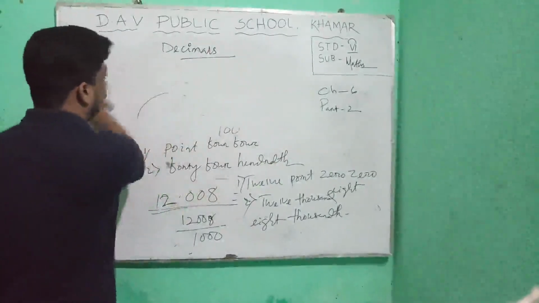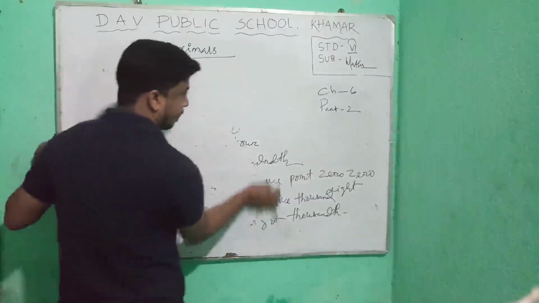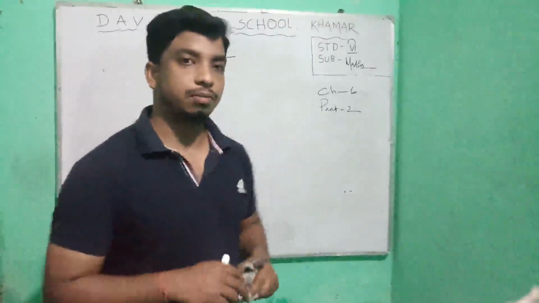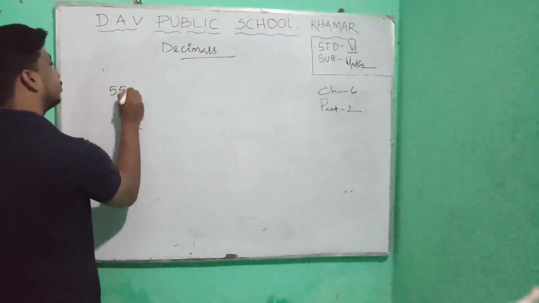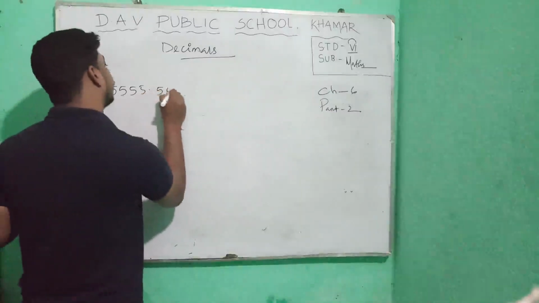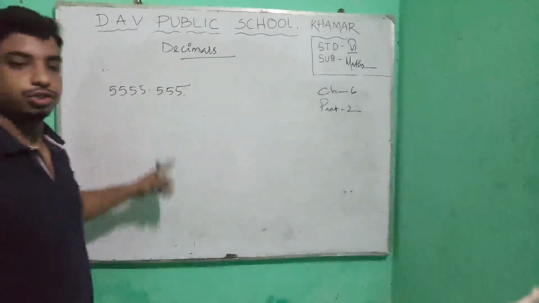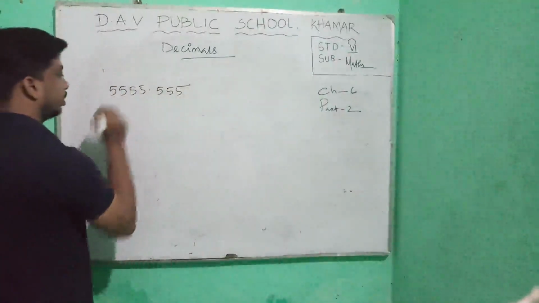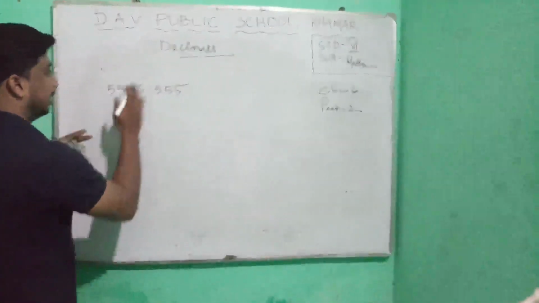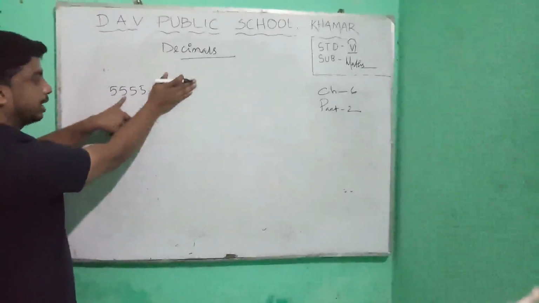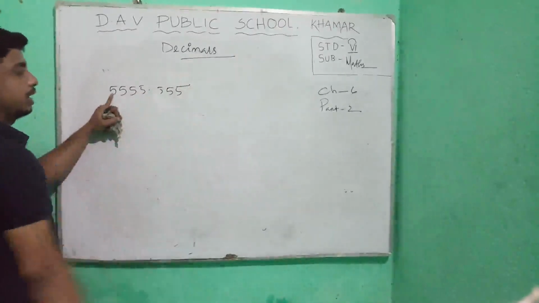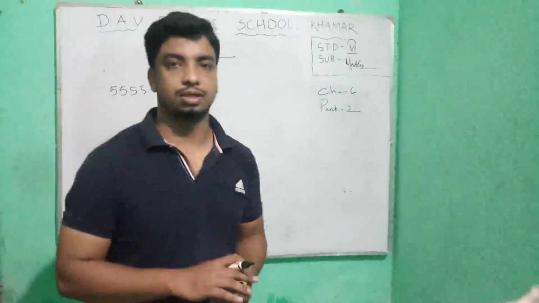Next, the place value of a decimal number. So place value in decimals. I am writing a number, suppose here 5555.555. This is a decimal number. So how do we know the place values of a decimal? We know that in a simple number, suppose 5555, this is 5 ones, 5 tens, 500, 5000. So we know this in simple numeral place values.